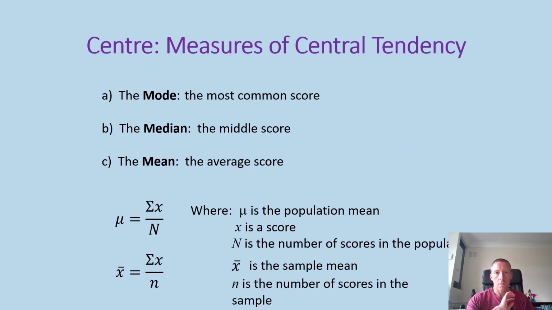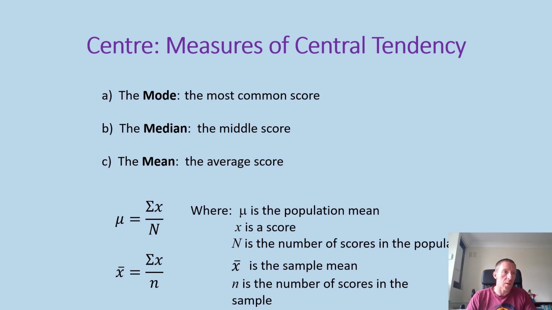Okay, so just a quick review, a bit of revision hopefully here. The three most common measures of central tendency are the mode, which is the most common score. If you've got a data set, whichever score occurs the most would be the modal score. The median is the middle score. If you rank order the scores in your data set from lowest to highest, then the median would be the middle value.